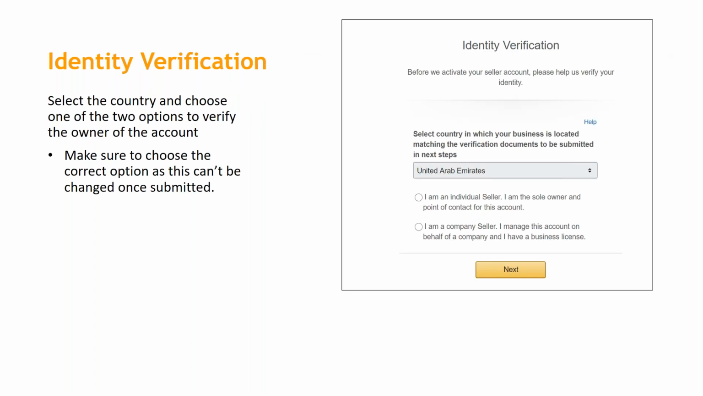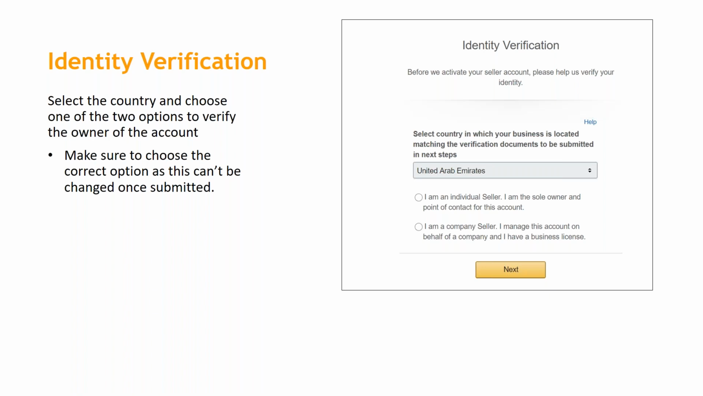Then we move on to the next step, which is the identity verification. Again, the same question as the first question that you received: are you an individual or a company seller? Basically the question here is, do you have a trade license or not? You have to make sure to choose the correct option, because once you have chosen an option here, you will not be able to change it again. So this is a one-time question. If you are an individual, you have your ID, you choose I'm an individual.